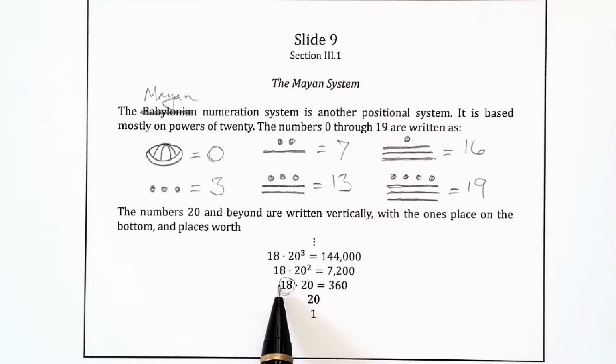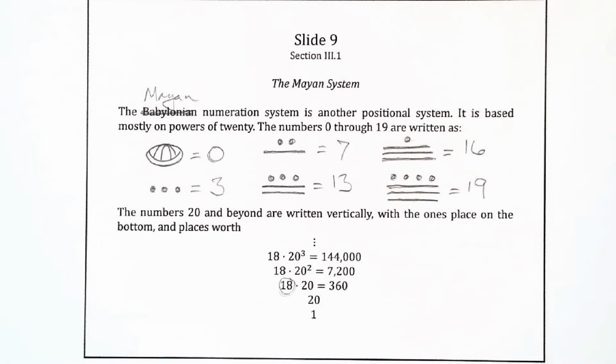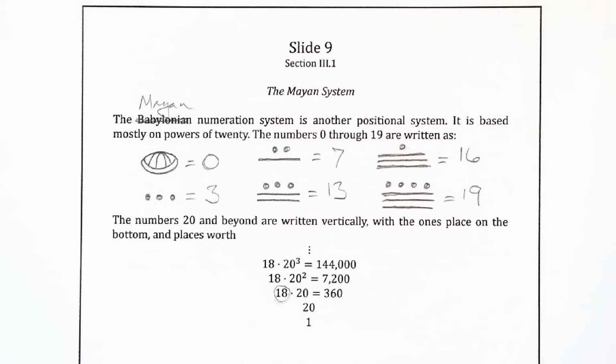Now, why did they introduce an 18? Why didn't they just stick with 20s? They actually had a system that was purely 20s, but this was what they usually used. And the reason they probably did that is because 18 times 20, 360, that's close to being the number of days in a year. The Mayans were fairly sophisticated astronomers. They knew the length of a year pretty exactly. They knew it was a bit more than 360.